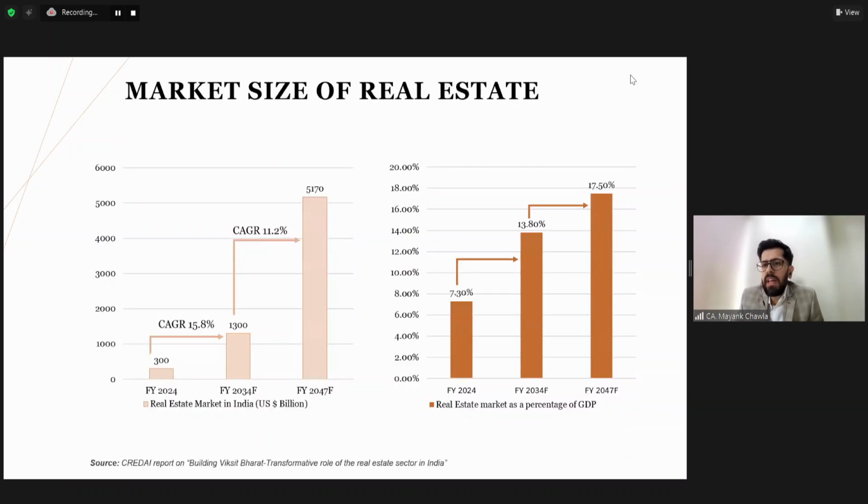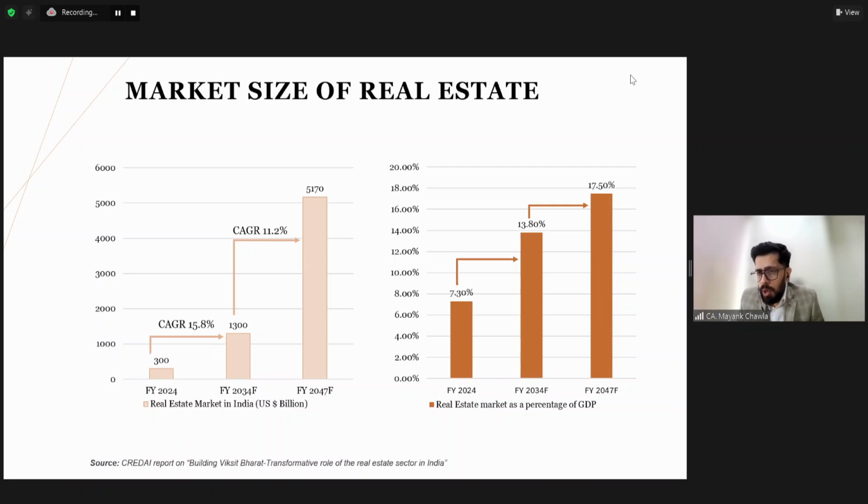Now, just to give an idea of the real estate market, we have a little bit of data which was published by CREDAI when they released a report on building Viksit Bharat, the transformative role of the real estate sector in India. As this graph shows, currently the real estate market is somewhere around $300 billion, and the growth that is projected is around 16% in CAGR terms, which is immense when it is considered with what the long-term GDP growth of the country is. And the same is expected to further grow by 11% in the next 13 years. So by 2047, we are looking at 5,170 billion US dollars, which is remarkable in itself.